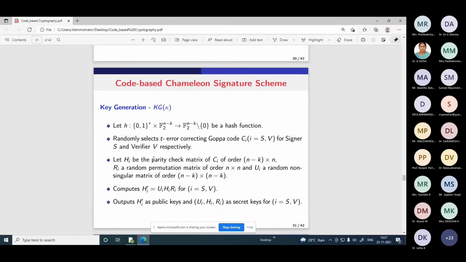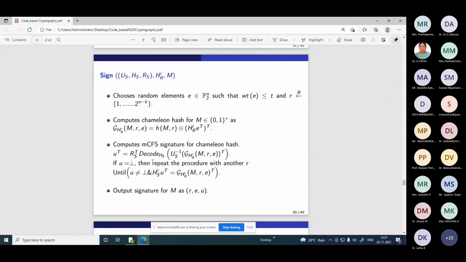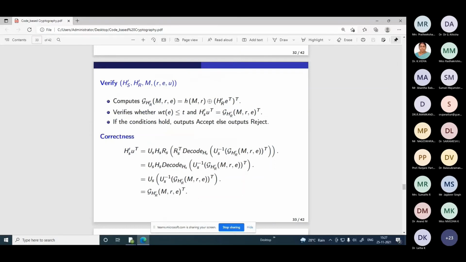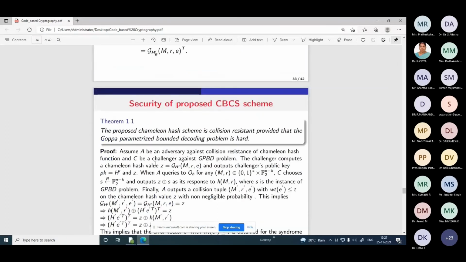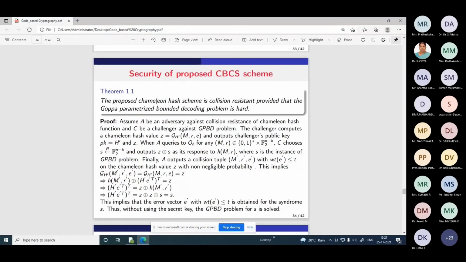So with the chameleon hash scheme, we have built the code-based chameleon signature scheme. That signature scheme is built on this chameleon hash. So this is nothing but the McEliece cryptosystem just applied on the chameleon hash, right? So we have proved the security of that proposed code-based chameleon scheme. We are telling this chameleon hash is collision resistant, provided that the underlying problem, that is Goppa parameterized bounded decoding, is hard. This is how we have reduced the provable security. We have shown that provable security, that is the strength of our cryptosystem.